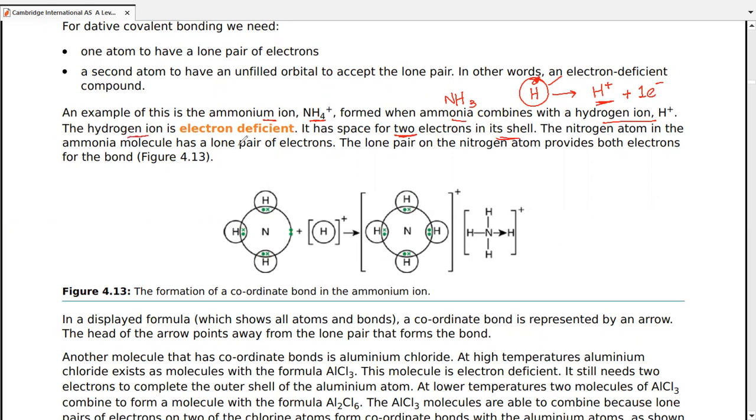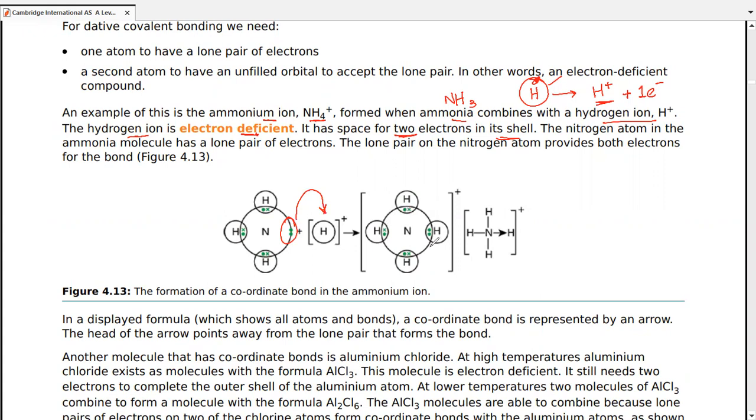So the hydrogen ion is electron deficient. It has space for two electrons in its shell. The nitrogen atom in the ammonia molecule has a lone pair of electrons like we discussed yesterday. So this entire lone pair would be donated to this electron deficient species.